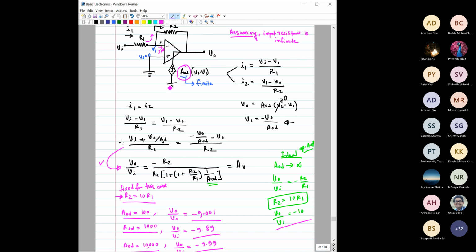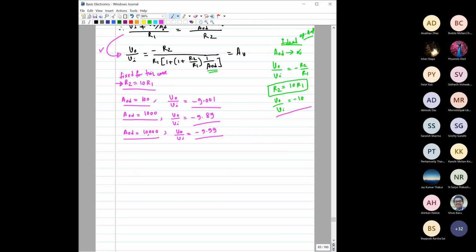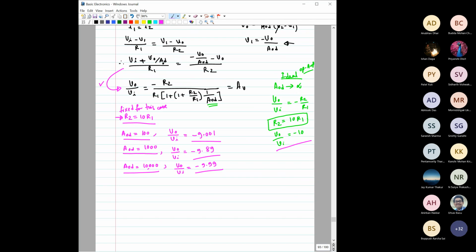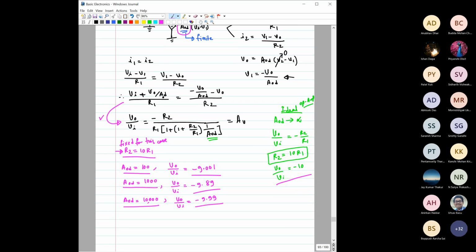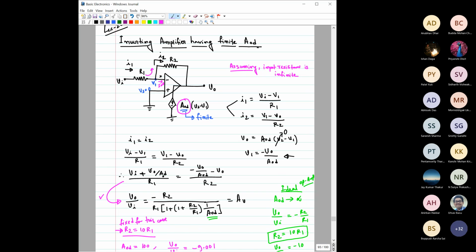I hope this part is clear to all of you. Now, this kind of analysis can be further extended not only for this type of circuit, the inverting amplifier, but for other types of circuits as well. So I do request you, if you have understood this part, please consider this AOD to be finite for other op-amp circuits as well, and try to find what would be the deviation compared to its ideal counterpart.